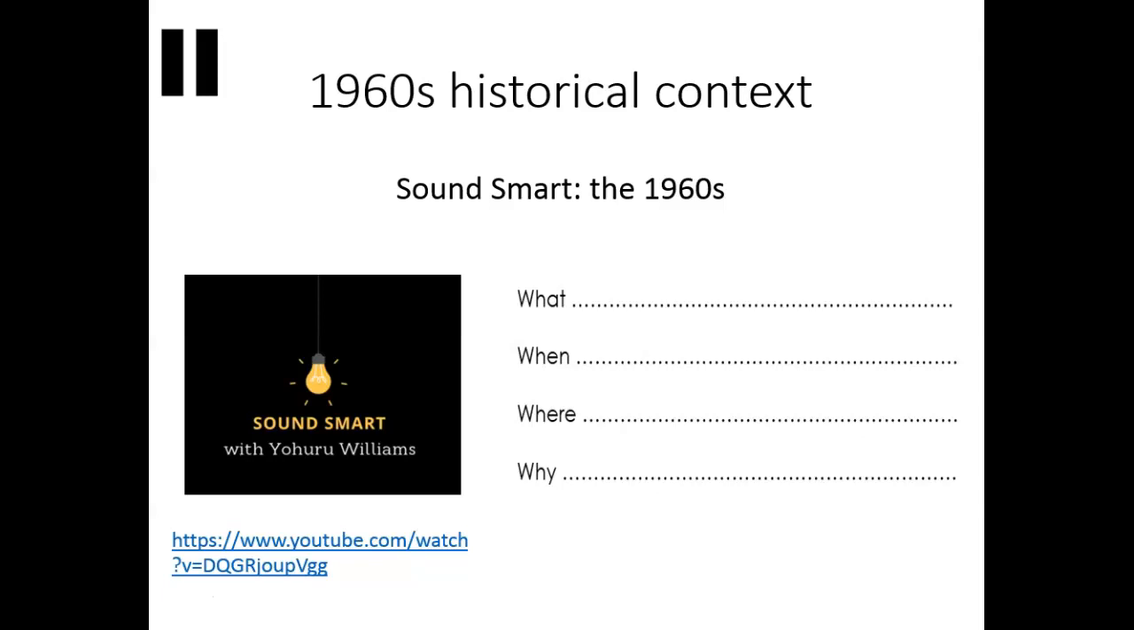If we were in class right now, I'd be playing this short clip. It's a short video called Sound Smart, the 1960s, where it runs through a brief timeline and overview of some of those really significant events, things like the Black Civil Rights Movement, for example, and second wave feminism. What I would encourage you to do is to have a look at that clip, pause the video, and make a brief summary of some of the things that come up. You could use these stems if you wish: what, when, where, why, just to help you give a brief overview.